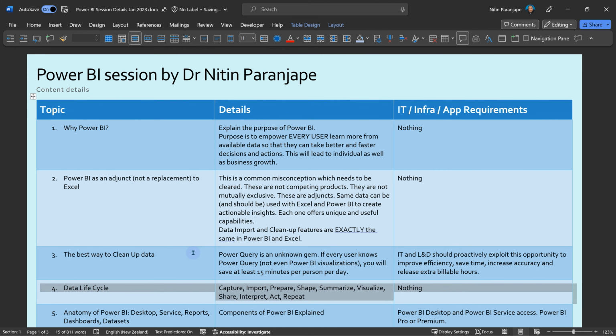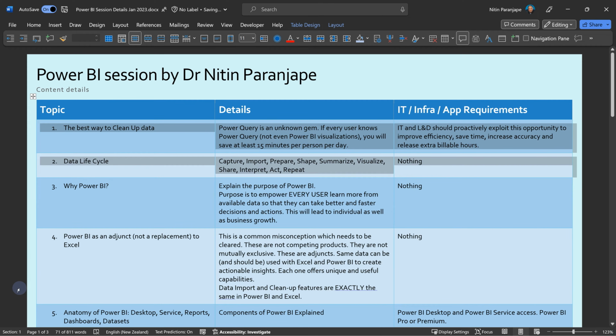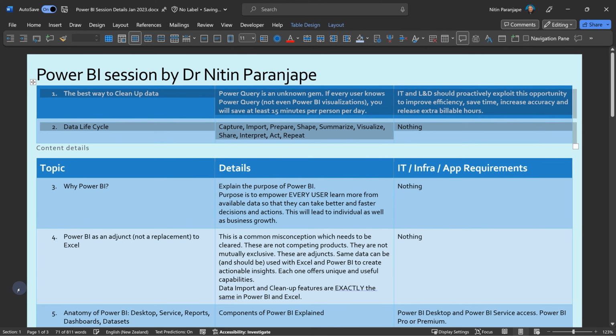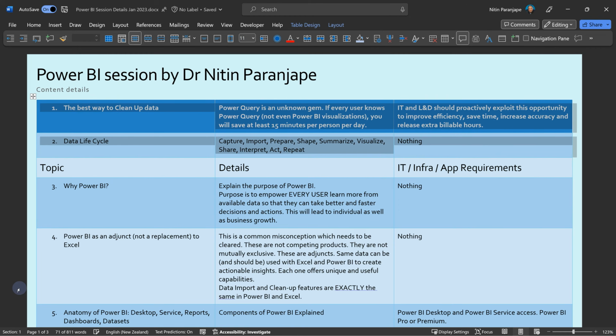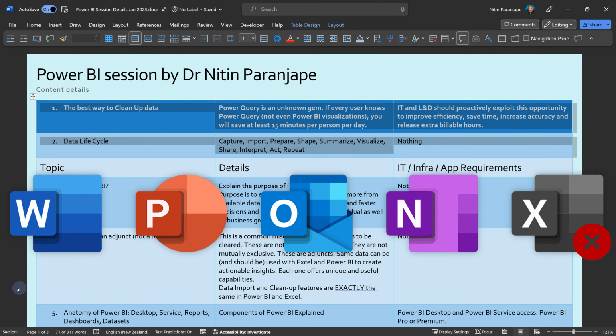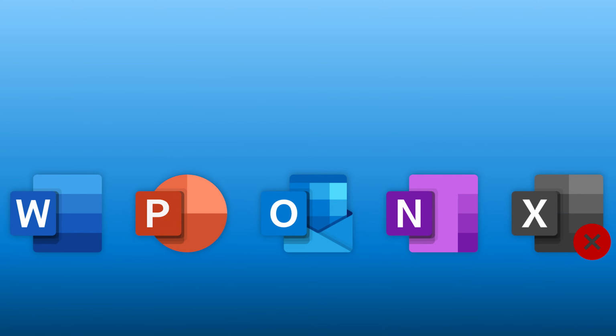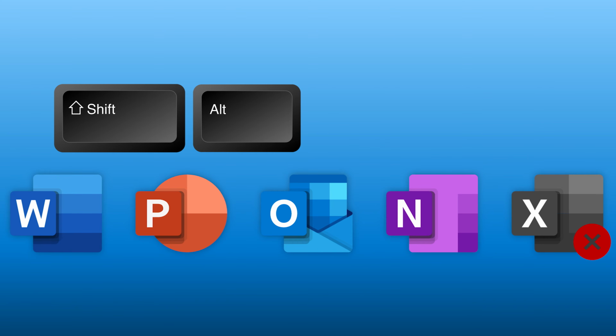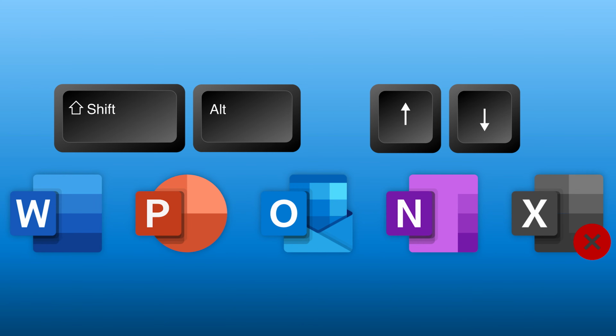And right now I am just moving one row. If I wanted to, I could have selected multiple rows and done the same thing. Now be careful, if you overdo it, it's going to go outside the table. By the way, this works not just in a table, but in Word paragraphs, PowerPoint paragraphs, Outlook paragraphs, OneNote paragraphs as well. Shift, Windows, up arrow and down arrow.